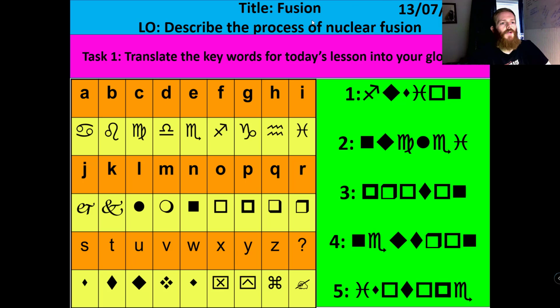So I want you to be able to describe the process of nuclear fusion, and your starter task is to translate the key words for this lesson into your glossary. Now I appreciate you've not got that glossary in front of you. Normally this will be accompanied by a little piece of paper, but what I'm going to do is you translate those words onto a piece of paper, and then I'll tell you what each one of them means, and you can write that down on your piece of paper or however you want to do it. So just pause the video, take a couple of minutes, see if you can translate those keywords.